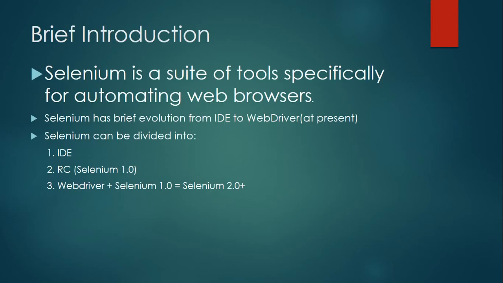So let's start with a brief introduction. As you can see, Selenium is a suite of tools specifically for automating web browsers. Selenium was made to automate your actions on web browsers. A simple example is that you want to log in to Gmail, so you type your username, then your password, then hit enter or hit the login button. All these things are recorded, and you can also write code for that and then execute it time and time again, and you would see the same results. So this is how automation works: you can write a script once and you can run it a thousand more times.